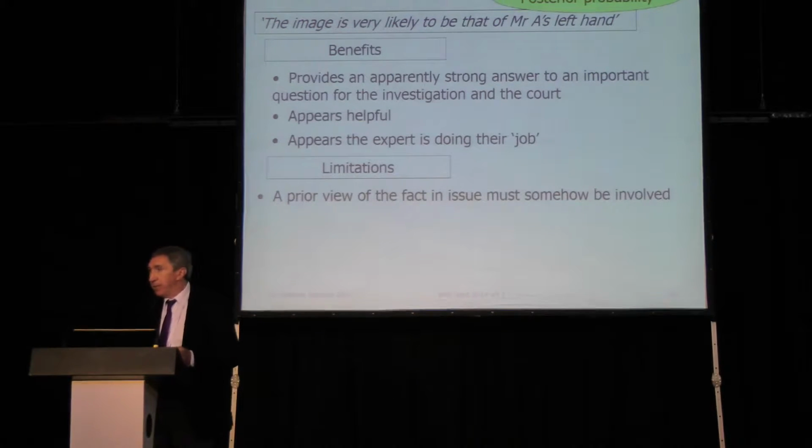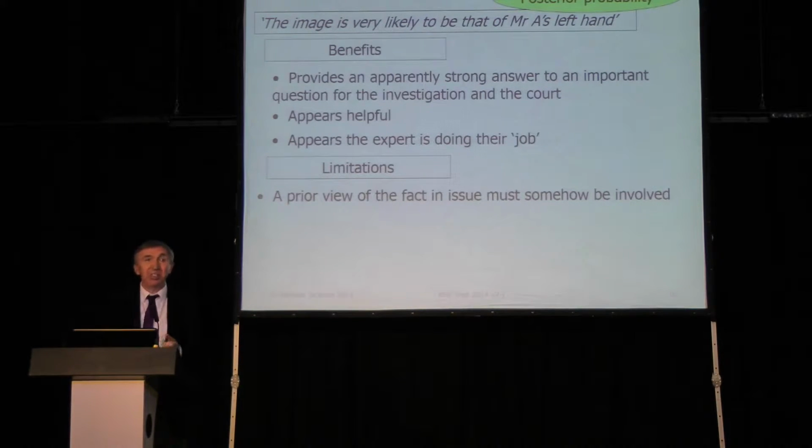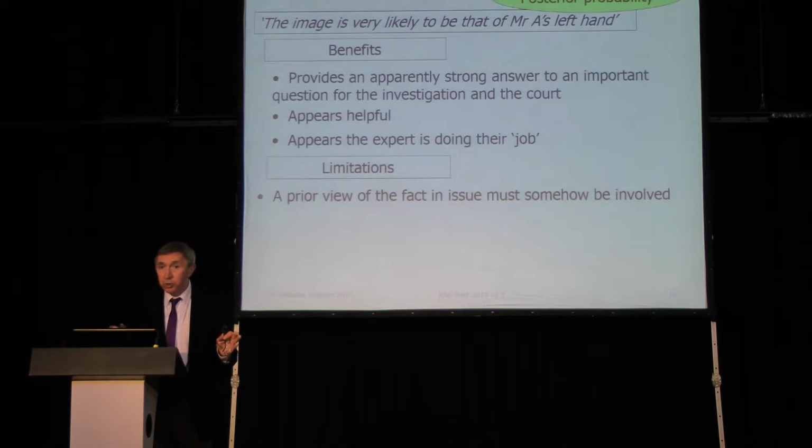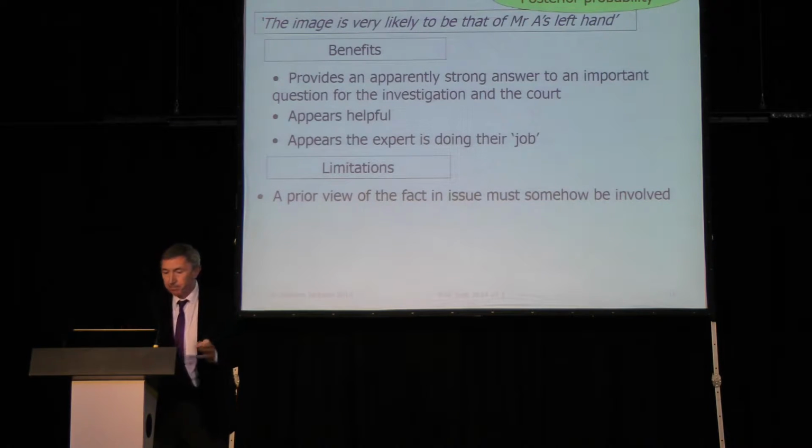Well, if we're Bayesian, and I think maybe in terms of common sense, if we're not Bayesian, if we're giving that posterior probability, I think inevitably there's got to be some kind of prior view of the probability of that event in the expert's mind, whether subconsciously or consciously, I don't know.